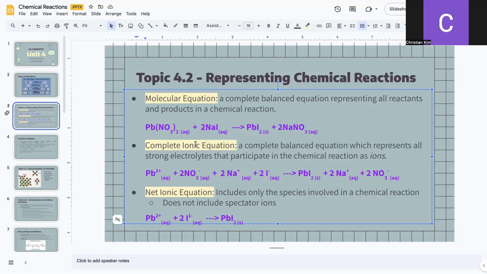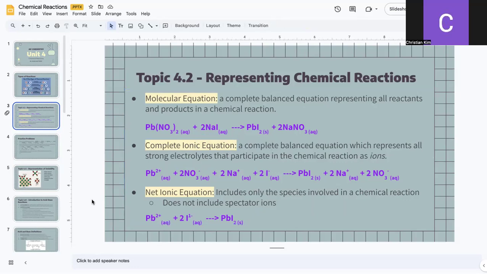The reason we want to write the complete ionic equation is that you might notice we have 2 moles of nitrate on both sides and 2 moles of sodium on both sides. So what we can do is cancel those out. We cancel out the nitrate, we cancel out the sodium, and therefore we just get the lead and the iodide in the lead iodide.